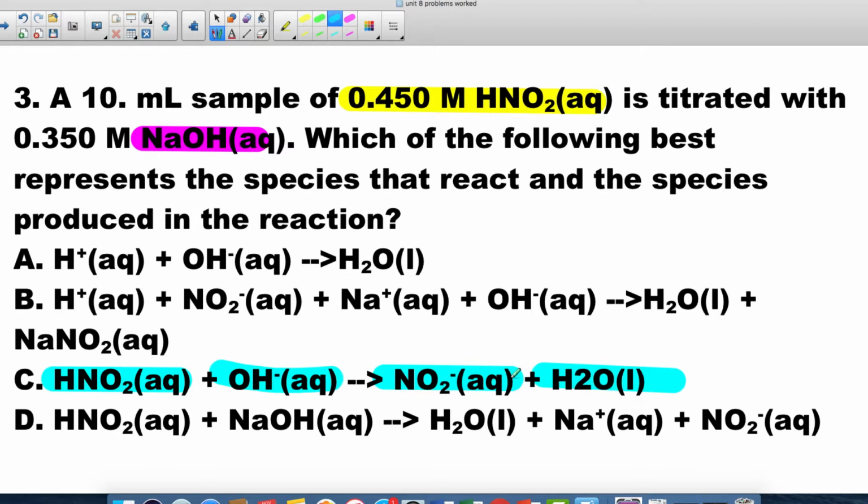Choice D is wrong because the sodium hydroxide is stuck together. Choice B is wrong because it separates the hydrogen and nitrite ion. You don't do that for a weak acid. And choice A is wrong because, again, you don't separate the HNO2, and choice A would be the net ionic for a strong acid, strong base titration.